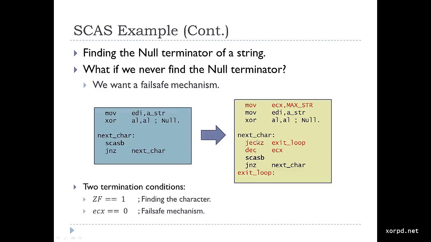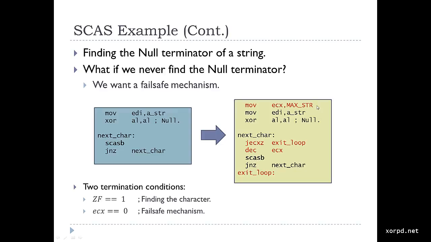The next modification is here. We add those two instructions. JECXZ exit_loop, which is going to exit if ECX equals 0. Next we have this instruction, dec ECX. And finally we have this label, exit_loop. I want to talk basically about the meaning of this change. This change is all about making sure that we don't iterate too much.